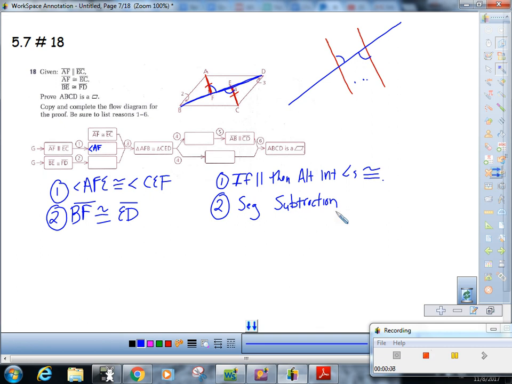How would I prove it's a parallelogram? Well, let's see. If I prove that these two triangles were congruent, that would give me AD is congruent to BC. So I guess I'll just follow the flow proof. How would I prove that triangle AFB?